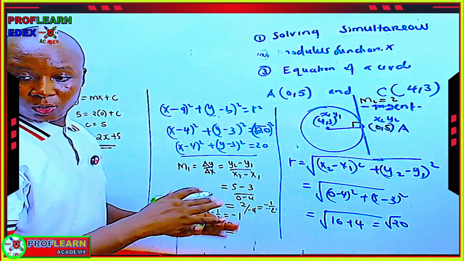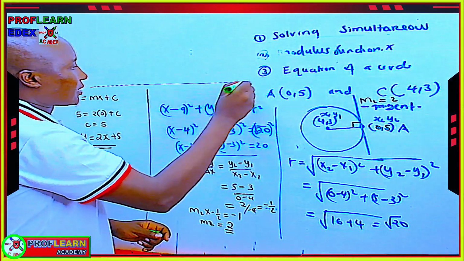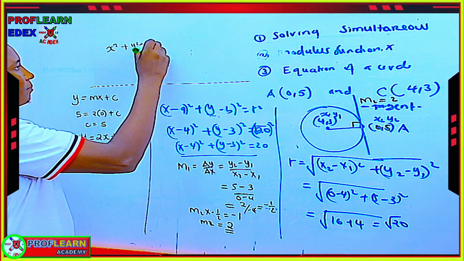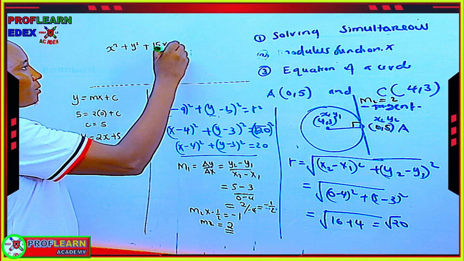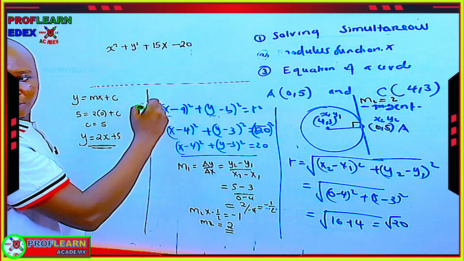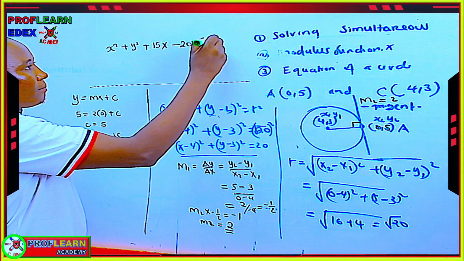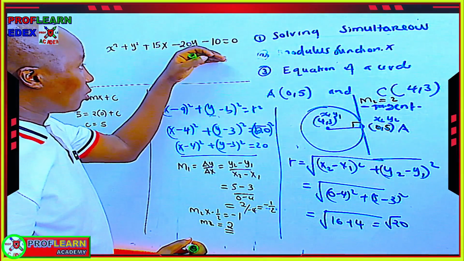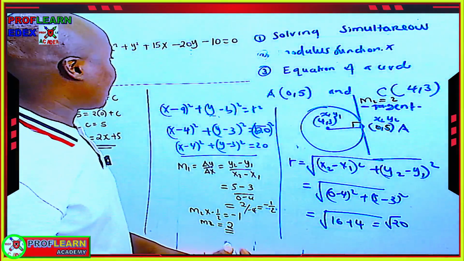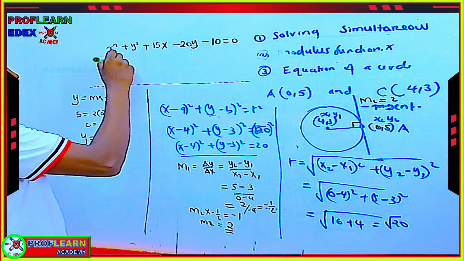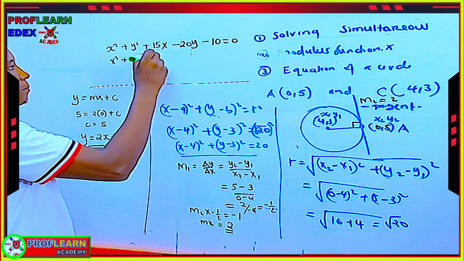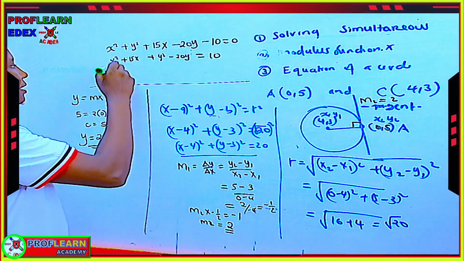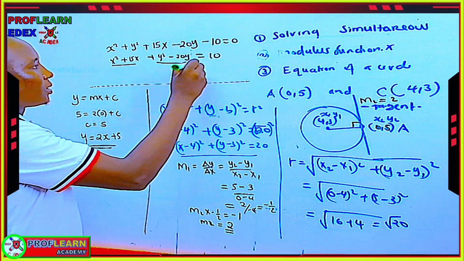So you need to know how to work out this question, and also, if you are given x squared plus y squared plus 15x minus 20y minus 10 equals 0 as the equation of a circle, you can use it to get the radius and the center. Of course, to do this, you say x squared plus 15x plus y squared minus 20y equals 10. Then we complete the square of this part, and we complete the square of this part.